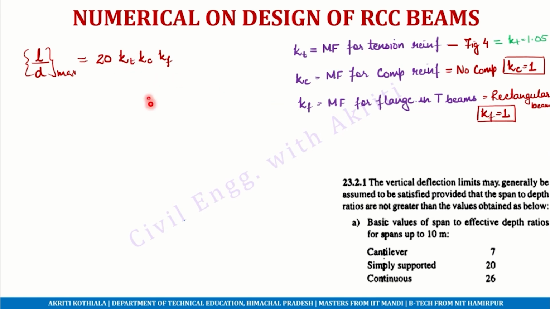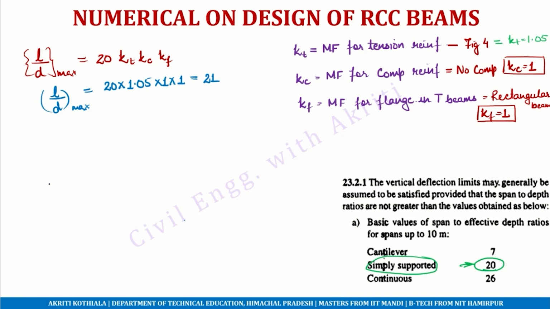Now we know that this is the formula for deflection, where we achieve this value of 20 from clause 23.2.1, where it says that for simply supported beams for span less than 10 meters, the value is equal to 20. The deflection factor is equal to 20. So substituting these values in this formula, we obtain L by D max is equal to 21. Even if you consider this value equal to 1, we would have obtained this value equal to 20.